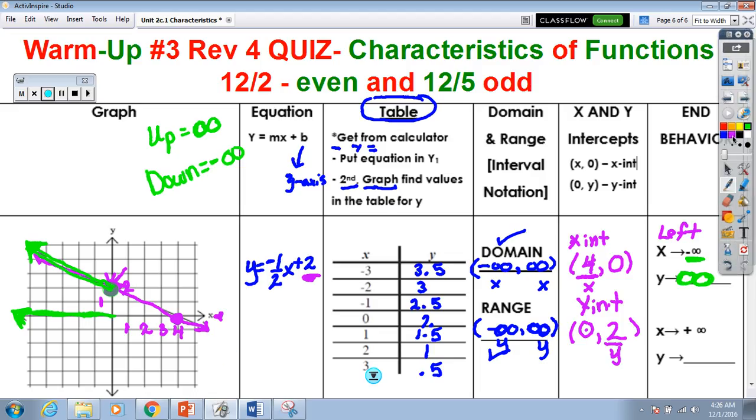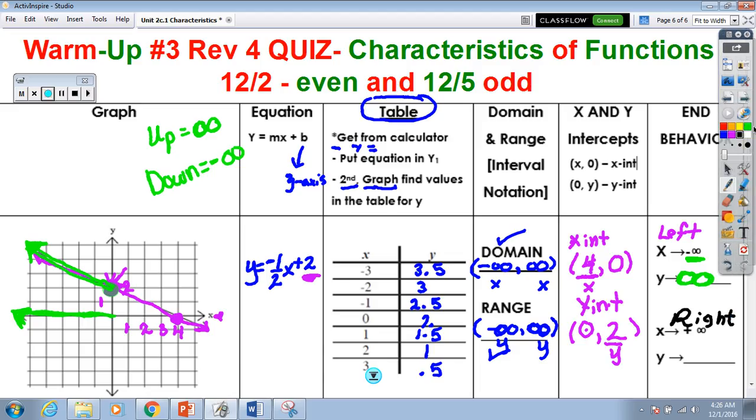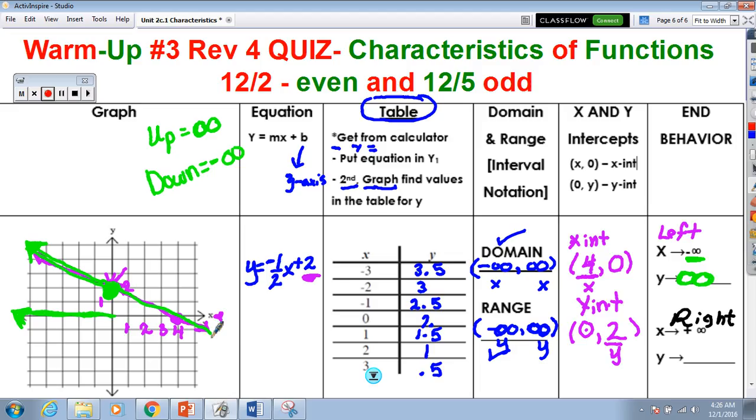Now we want to switch it, because this says as x approaches positive infinity, which means now we want to look at the right side of the graph. Okay, so looking at the right side of the graph, we always start with the y-intercept. If I trace the right side of this line, am I tracing down or up? I'm tracing down. The movement that I just made was in a downward direction. So if you say down, then you have to put negative infinity.